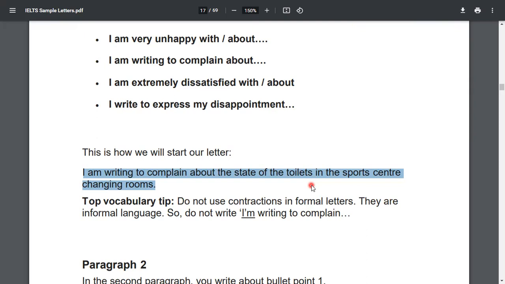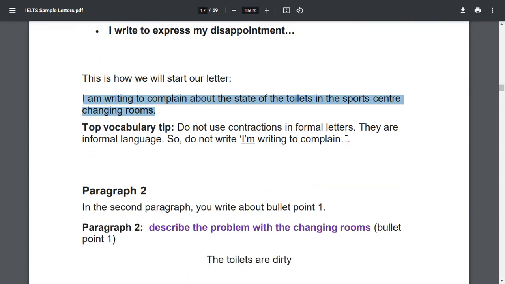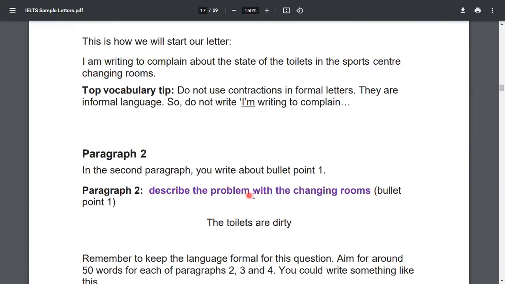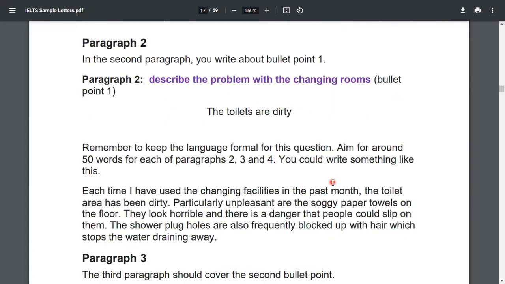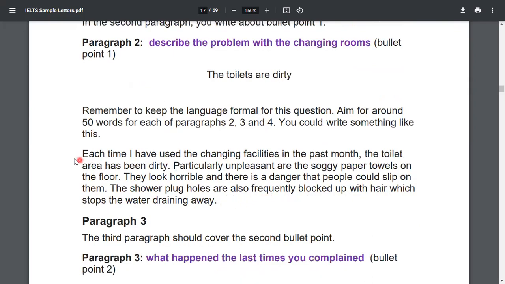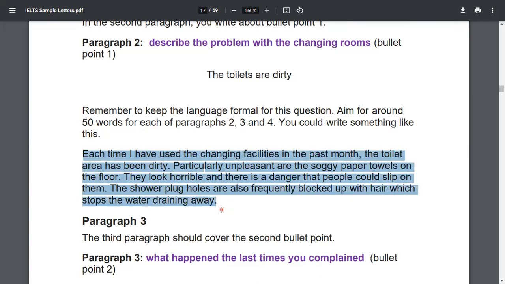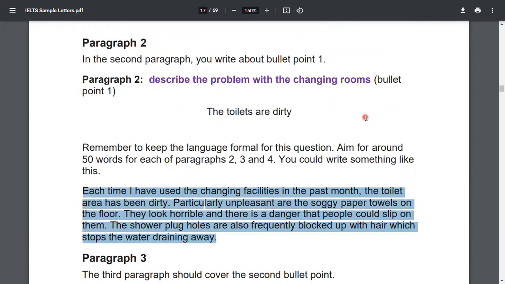Now we have to move to paragraph 2, which is the answer of the first question that says, describe the problem with the changing rooms. Let's see what I'm going to write here. Okay, I'm going to highlight this. So, describe the problem with the changing rooms.